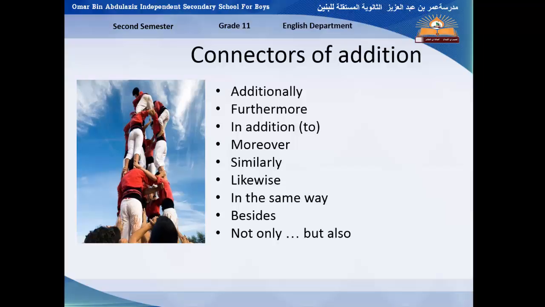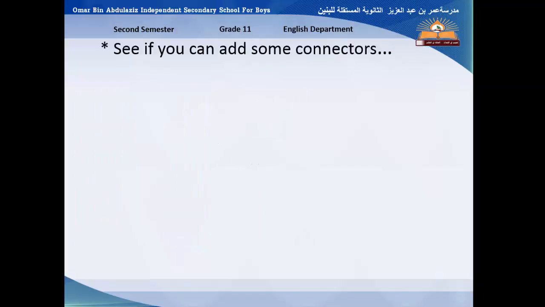We have different kinds of connectors. We have connectors of addition: additionally, furthermore, in addition, moreover, similarly, likewise, in the same way, besides, not only, but also. See if you can add some connectors.